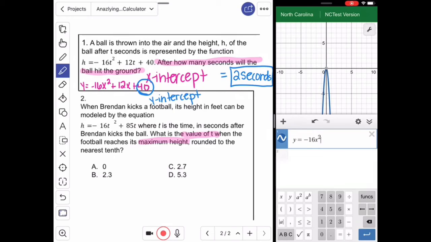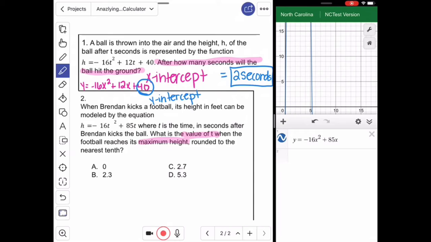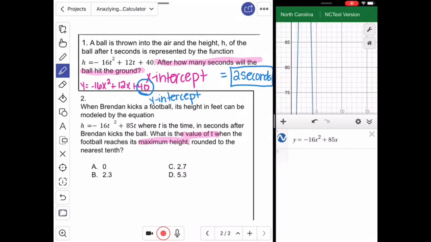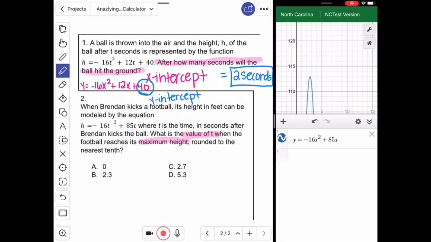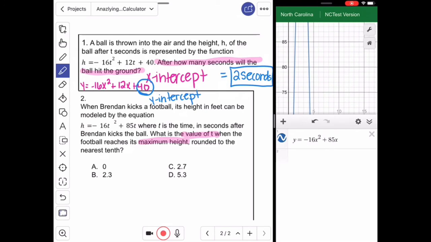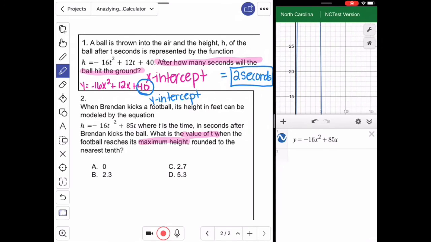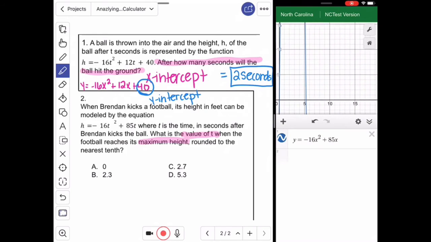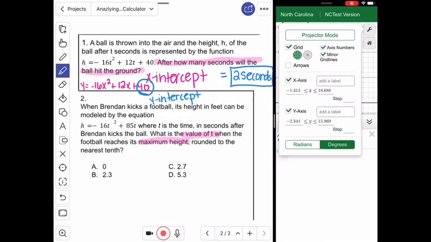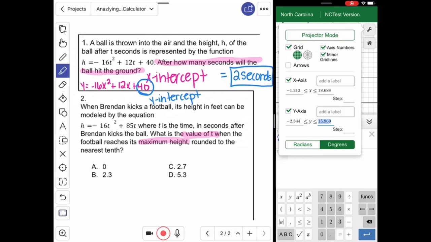So I have y equals negative 16x squared plus 85x. Now, I cannot see that maximum value. Okay, so I'm going to adjust this. For my maximum value, this is where we're going to have to do some guessing and checking. I could keep scrolling, but eventually we'll see that it kind of goes between 110 and 115. However, what if it's something in the thousands? You don't want to have to scroll that far.